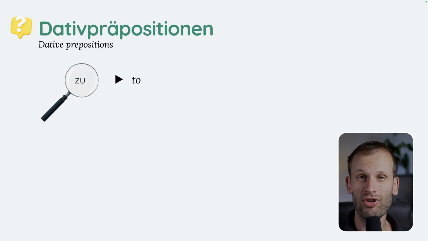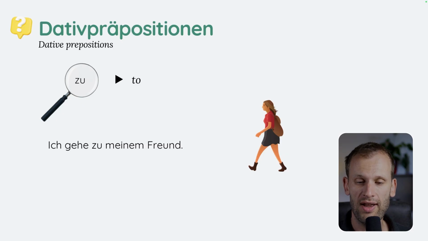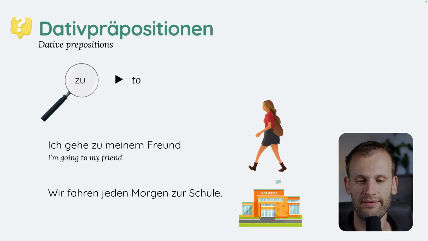The next preposition is zu, and to is the most common translation here. Ich gehe zu meinem Freund. So you can go to a place or to a person, then you use zu. For people, you always use zu. For places, sometimes. These are quite tricky, these local prepositions. We'll have another video on those soon. But for people, always use zu if you go to a person. I'm going to my friend.